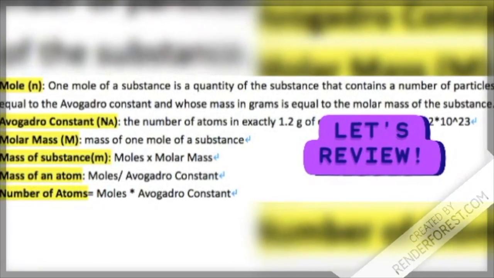Molar mass can be defined as the mass of 1 mole of the substance. The mass of a substance can be calculated by moles times molar mass. The mass of an atom can be calculated by molar mass divided by the Avogadro constant. The number of atoms equals moles times the Avogadro constant. So, that's basically the content we have covered in this lesson.